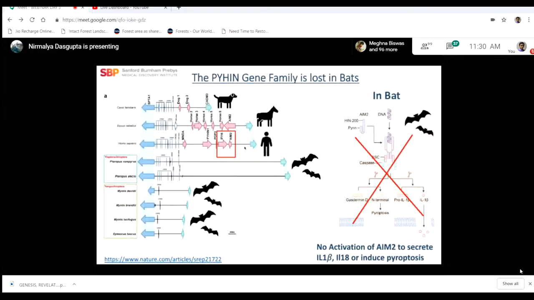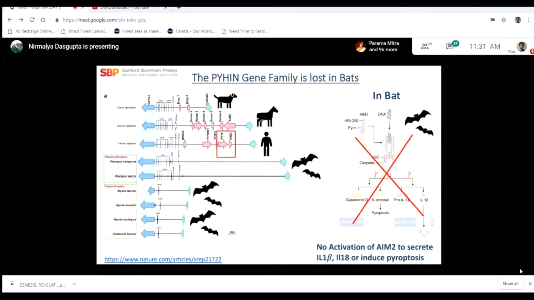You can see humans have this AIM2 gene, horses have this AIM2 gene, and dogs also have a similar kind of gene. But look at the bat genome, they don't have this pyrin gene family. The entire pyrin gene family is lost in bats. And so when they recognize DNA viruses, there is no secretion of IL-1 beta, IL-18, there is no activation of this pyrin pathway, and there is no chance of pyroptosis, right? So this is another amazing thing.